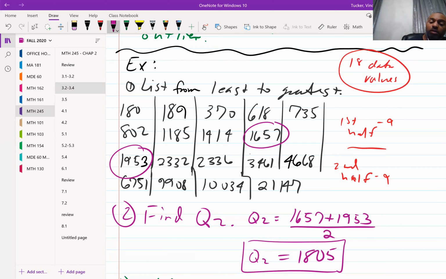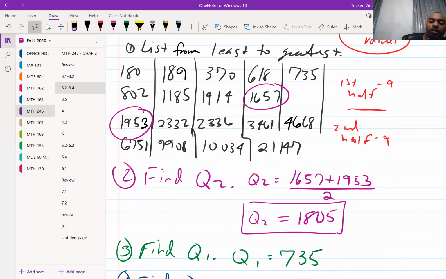All right. Next step is to find Q1. Since we have 9 data values in the first half of data, 735 will be that middle value. We have an odd number of data values, so we go ahead and pick out our middle number, which is 735.